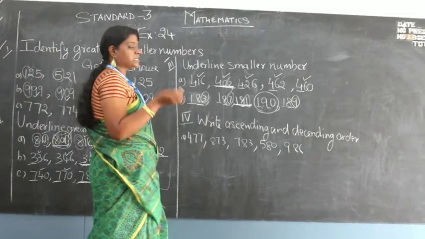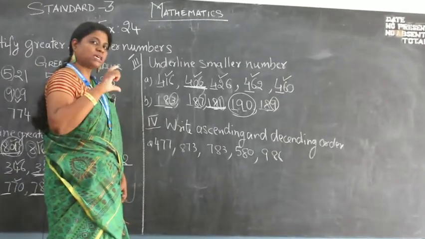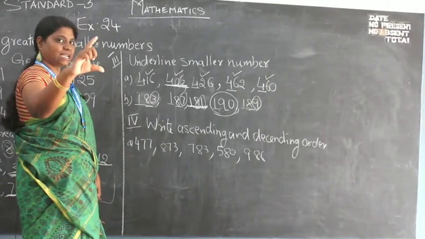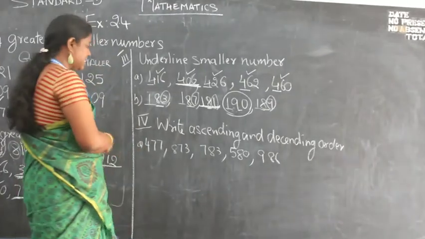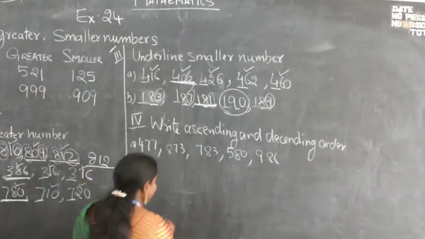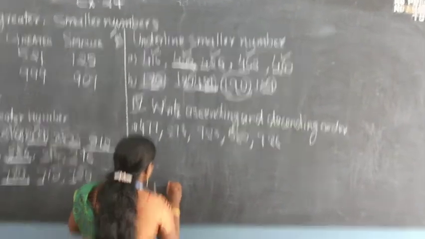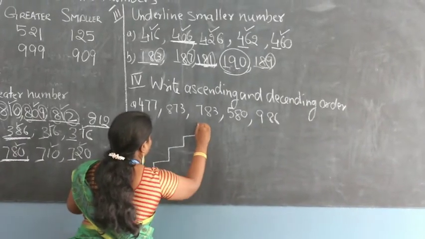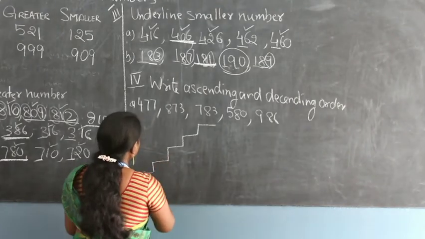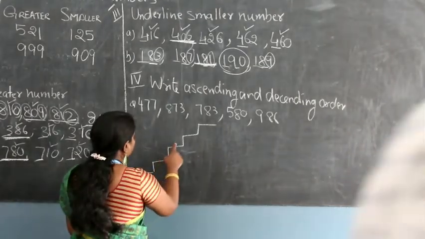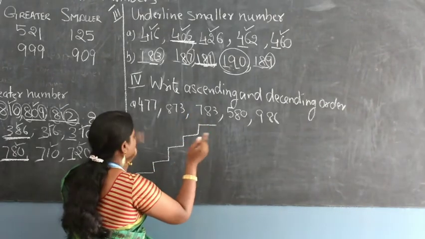Knowing which number is the smallest, growing from smallest to biggest is ascending, and from biggest to smallest is descending. Okay, so ascending is like this. I'll make steps and show you. Okay, like this. So how many steps do you have? 1, 2, 3, 4, 5. You are going to fill these numbers in that.